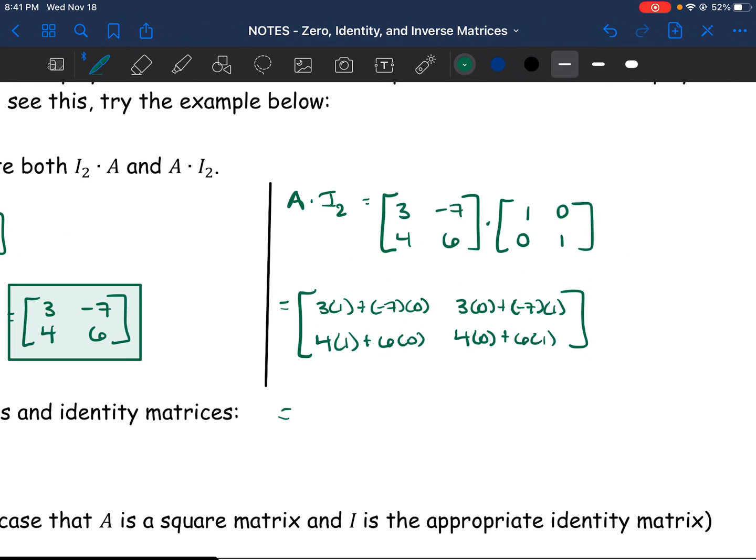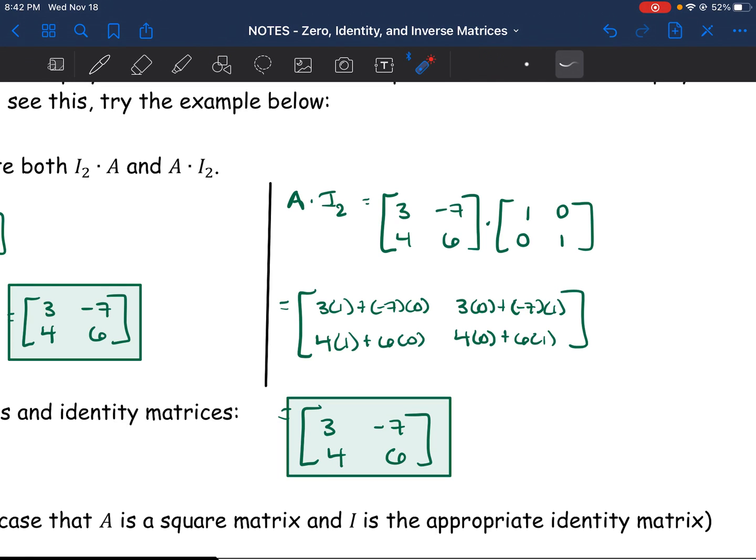Simplifying, let's see what we get here. So once again, looking at our first entry here, the negative 7 times 0 will go away. We get a 3. Looking at our second entry, 3 times 0 will go away. We get negative 7. Third entry, 6 times 0 goes away. We get 4. And last entry, 4 times 0 will go away. We just get 6. And notice once again, the result is the exact same as matrix A itself.